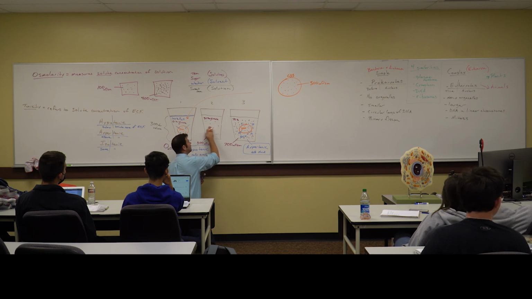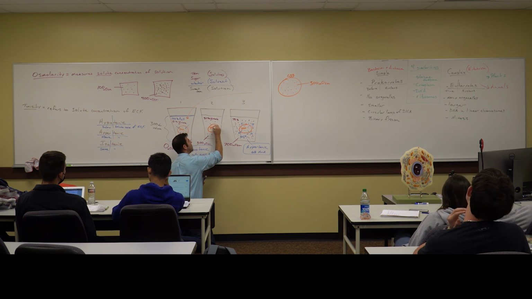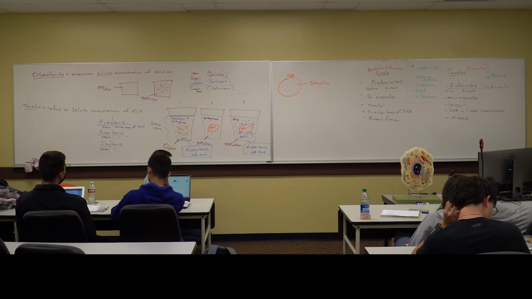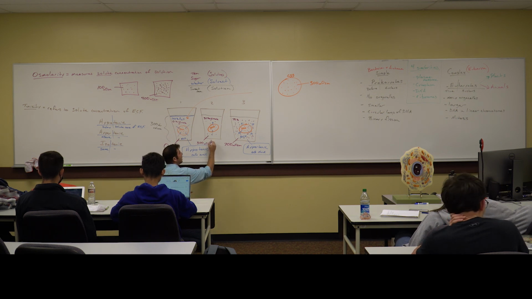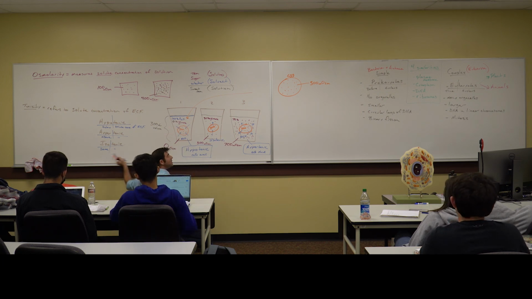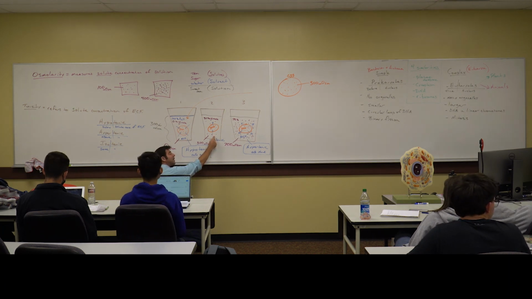Finally, if we look at our isotonic solution, we've got about the same amount of solutes inside the cell as we have outside the cell. So some water is going to make its way in, but at about the same pace, some water is going to be pulled out. So there is no net movement of water in an isotonic solution. So isotonic, we said, was just the same tonicity, so the solute concentration of the extracellular fluid is about the same as the concentration of solutes inside the cell.